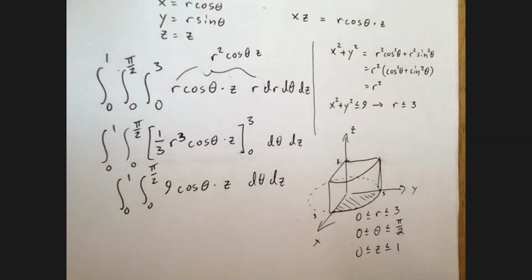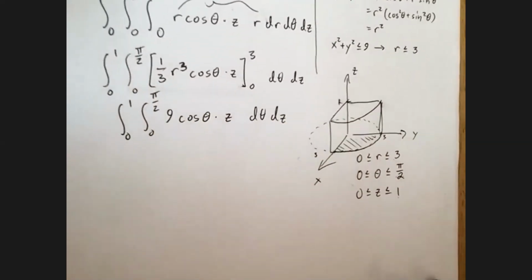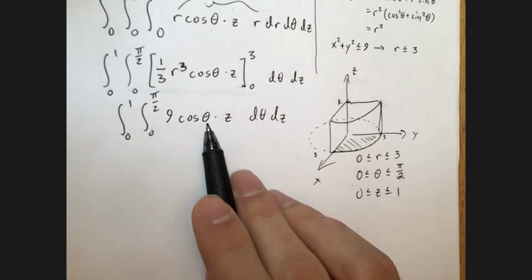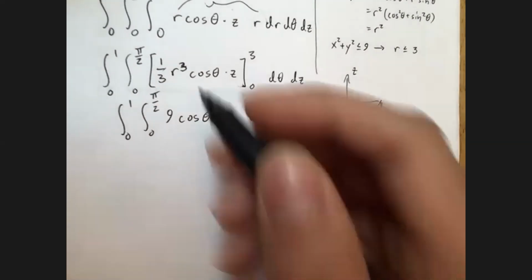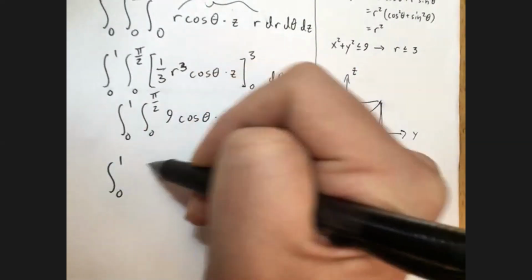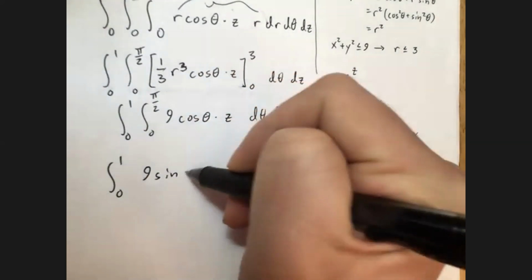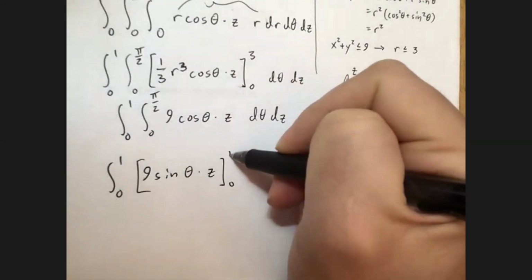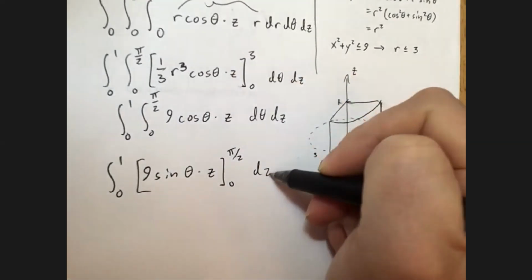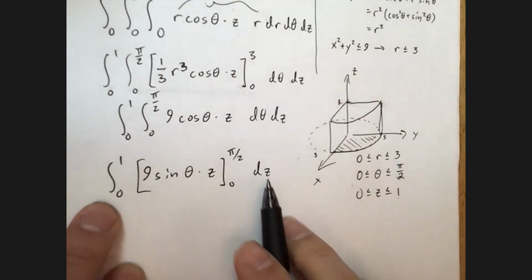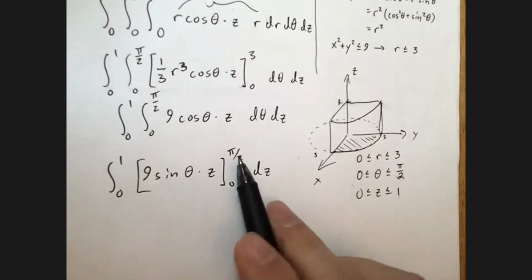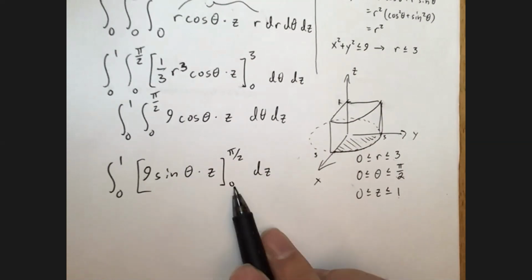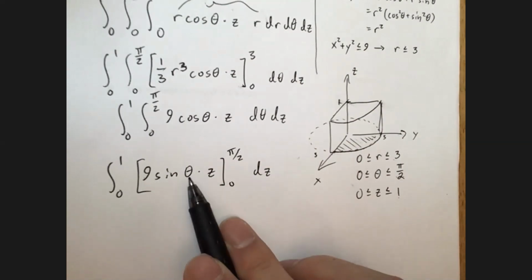Okay, so moving along. Now we do the antiderivative with respect to theta. Antiderivative of cosine theta is sine theta. So what we have here is 9 sine theta times z evaluated from 0 to pi over 2. And then we'll integrate that when we're done evaluating it. When theta is pi over 2, sine of pi over 2 is 1. When theta is 0, sine of 0 is 0.